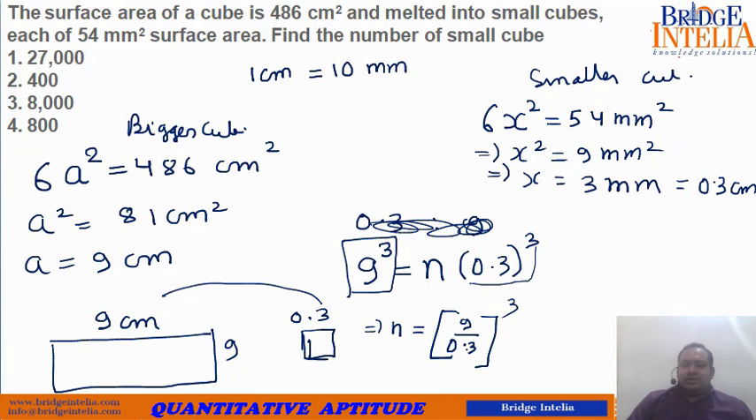So this comes out to be 30. So 30 cube. So 30 cube is how much? This will be 27,000. So this has to be the answer.